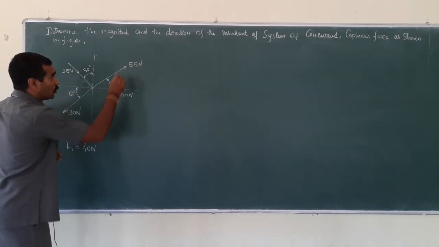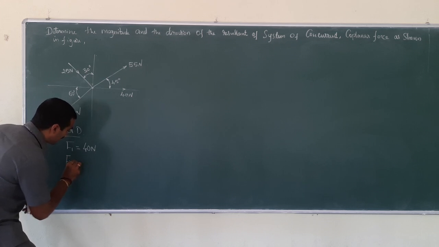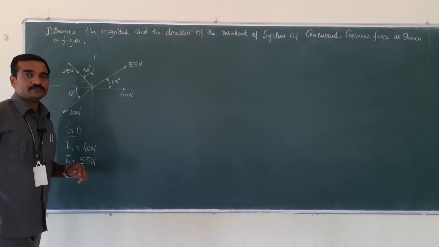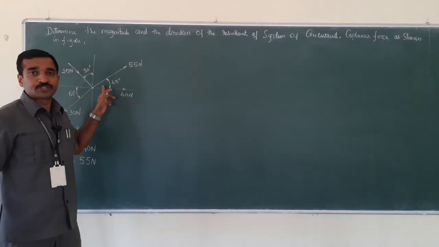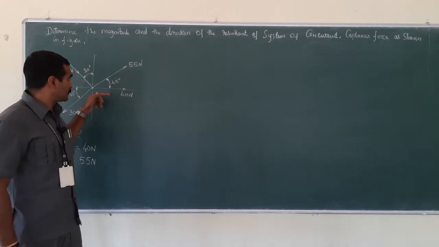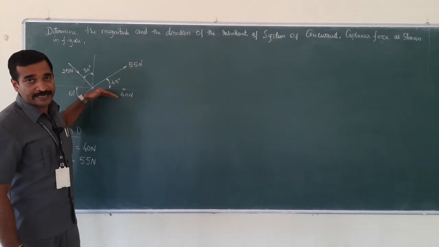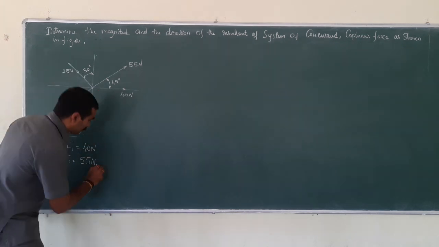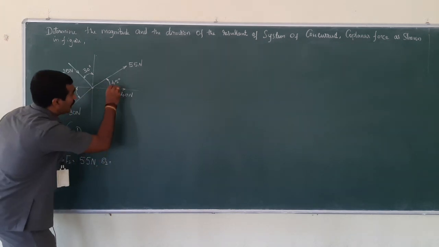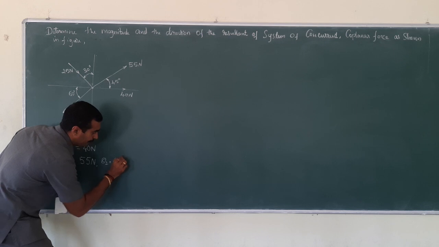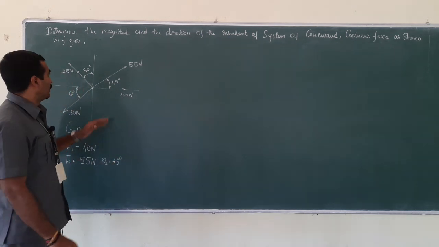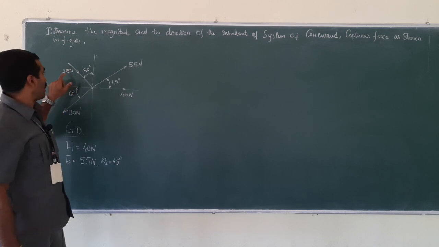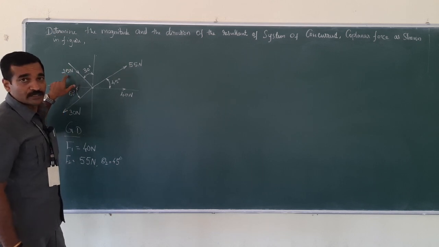Now let me move to the next force, which has a magnitude of 55 Newton. The angle should be taken with respect to the horizontal, that is the x-axis. So here it is with the horizontal. So theta 2 is 45 degree. Got it? Let me move to the next quadrant, wherein the force of magnitude 25 is acting.